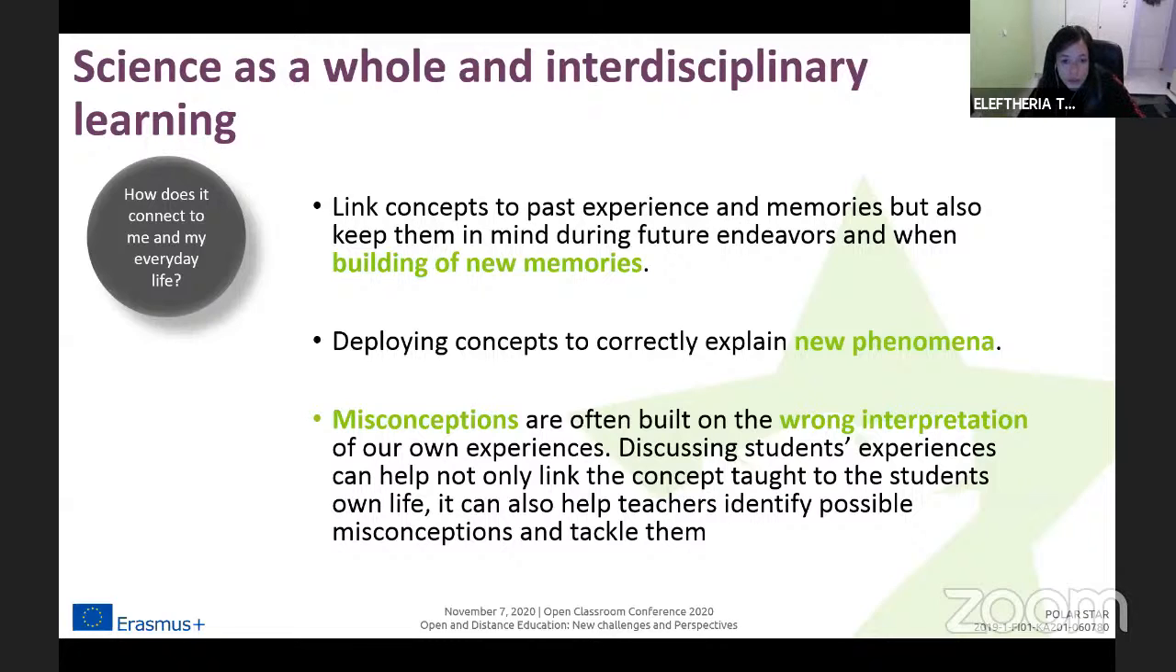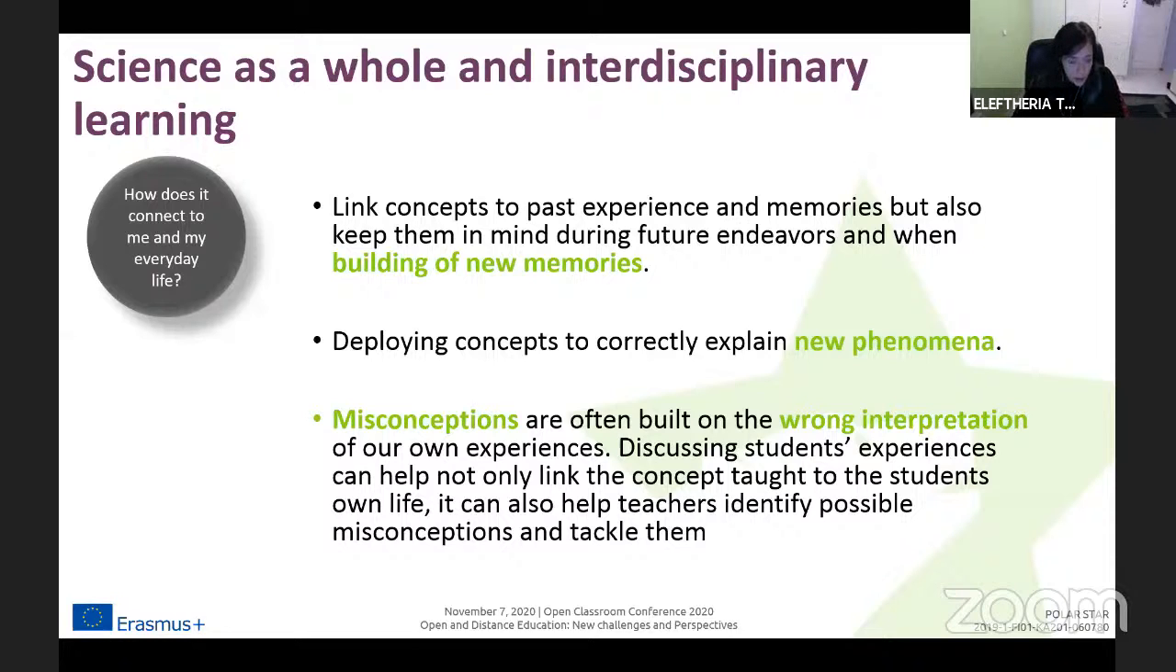And it's not just that. When in the future our students come across new phenomena, then they will be able to deploy these concepts. So we're not using the concepts only to explain to our students phenomena that they already know about. We also give them a chance to deploy these concepts to correctly explain new phenomena they come across.